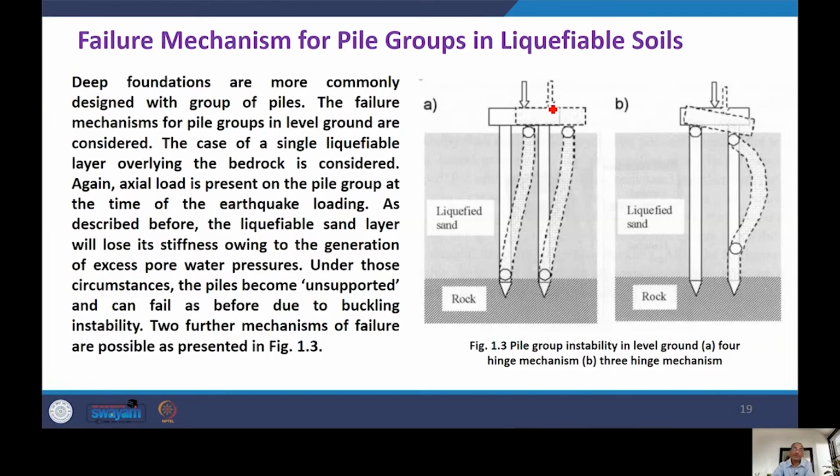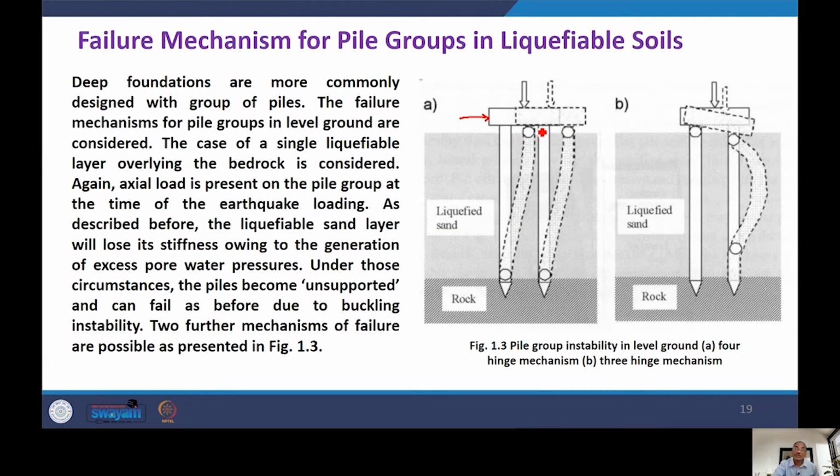When the load is applied to this pile cap, there could be two scenarios. In one scenario, you assume that this pile cap is rigid, and you apply the lateral, horizontal load to this pile cap in addition to the vertical load, which is always there. So during earthquake loading, what will happen? This system will be subjected to lateral load here. This pile cap can move from its original position, the solid line, to the dotted line. Once it moves, what will happen? It will try to move this pile also.